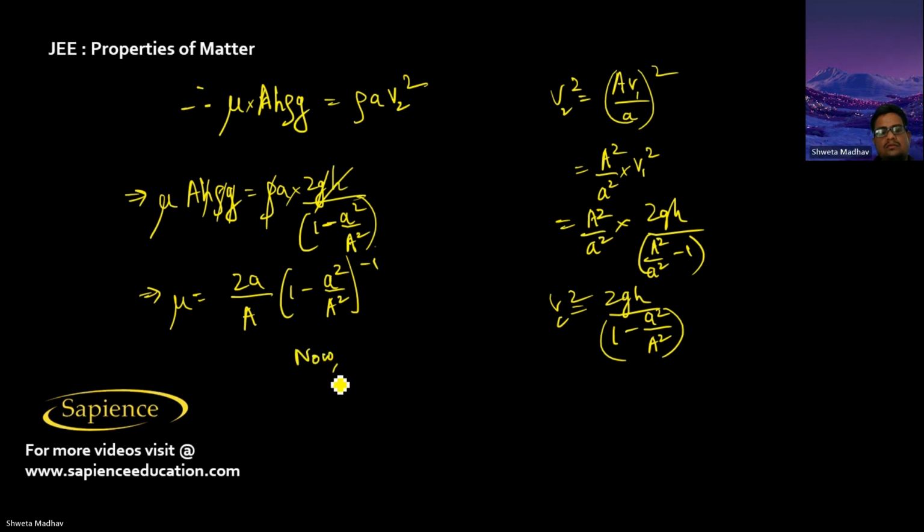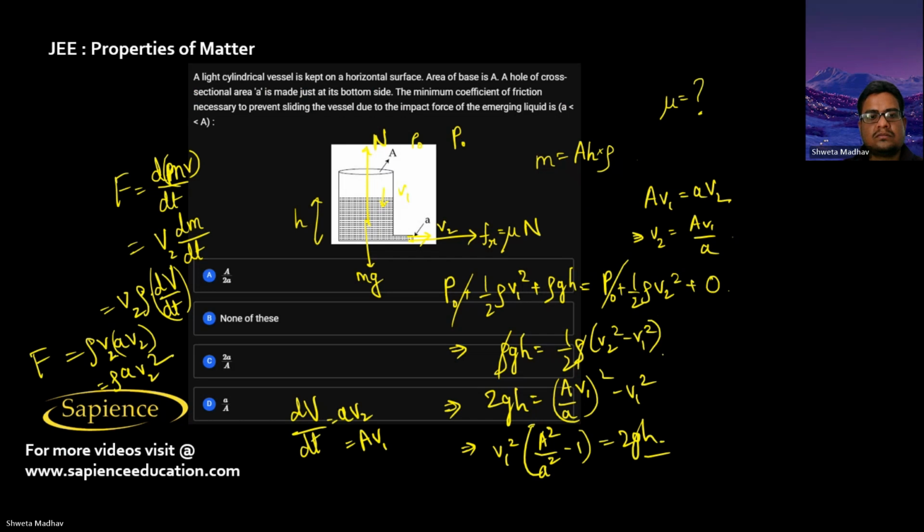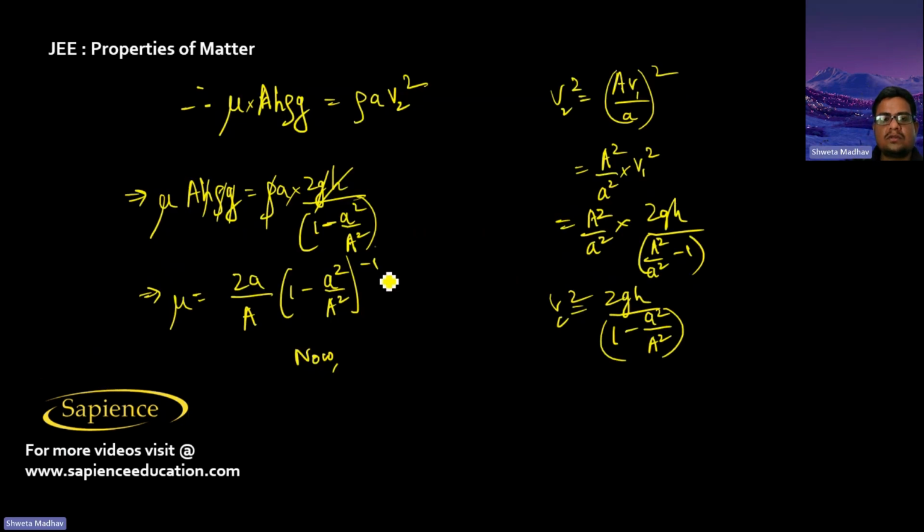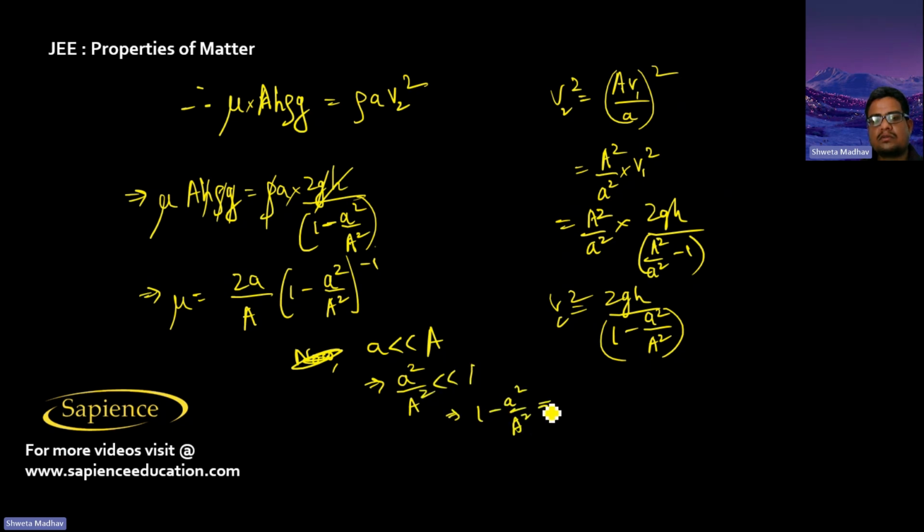Now this value means a is much less than A, we can assume. So a square by A square is much less than 1. So this 1 minus a square by A square, we can take it approximately 1. So therefore, mu will be approximately equal to 2a by A.